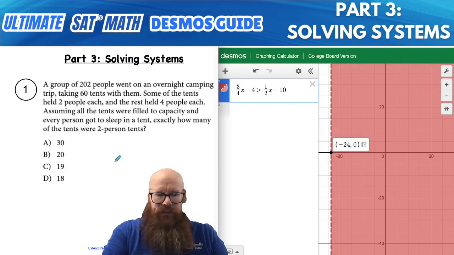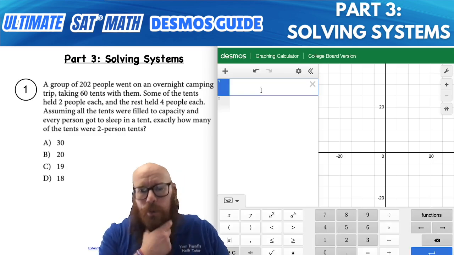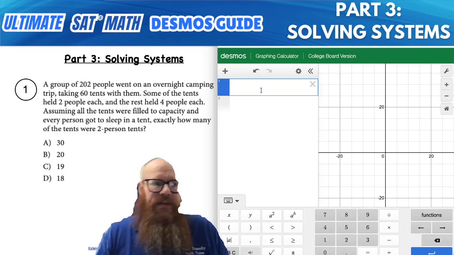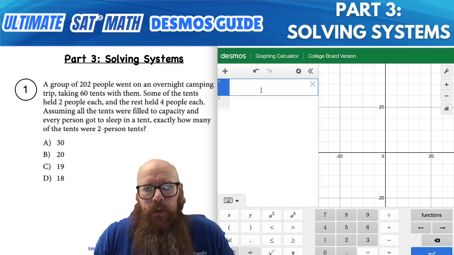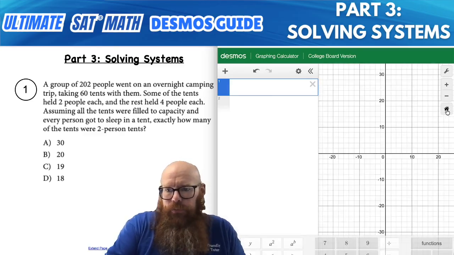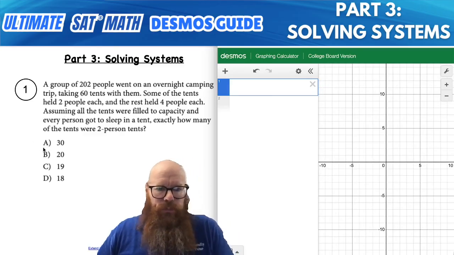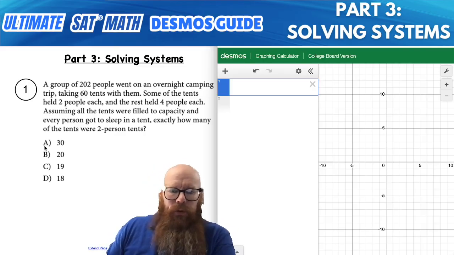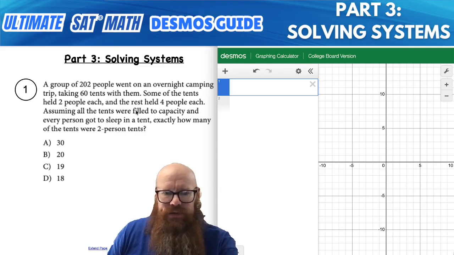All right, let us move on to part 3. So part 3 is all about solving systems of equations. Now, you can just throw a system in, but on some problems, we have to do a little bit of work first. So in a problem like this, we have a group of 202 people, and we have a total of 60 tents. Some tents have 2 people and some have 4.